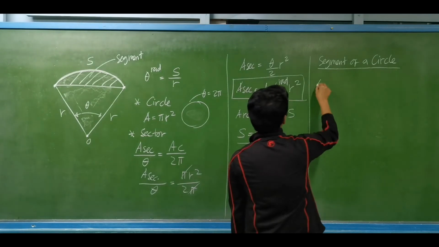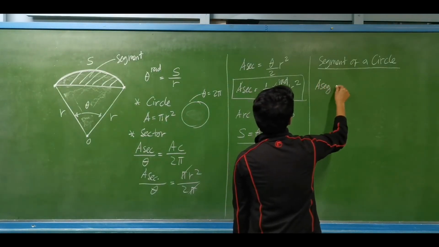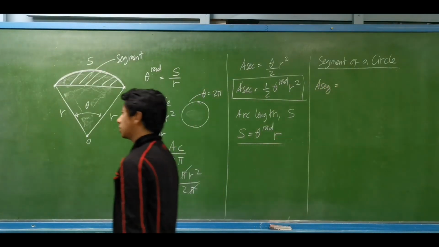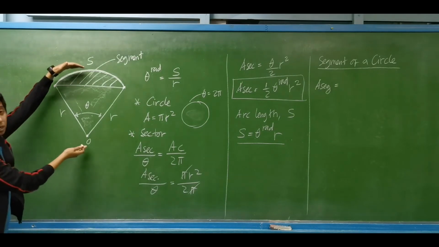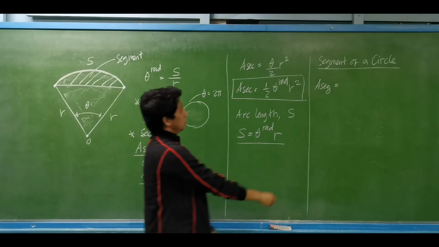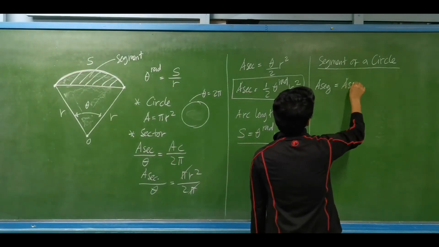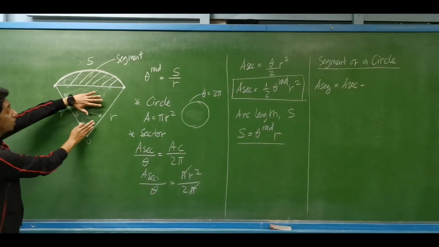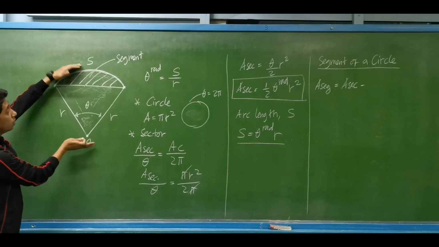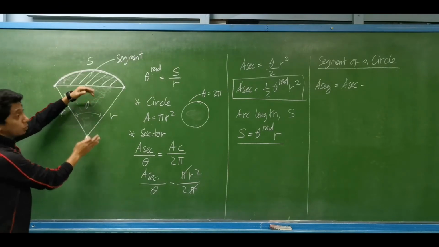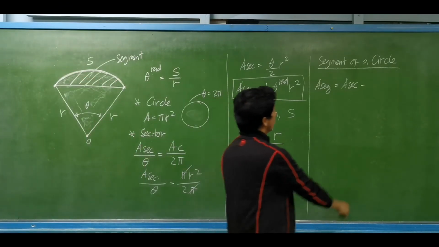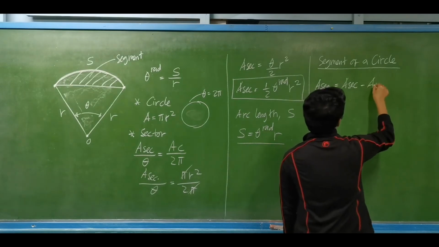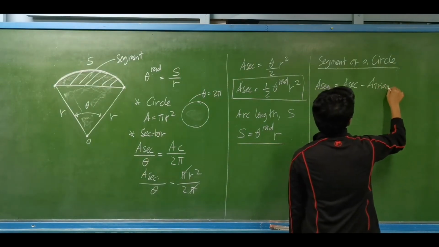The area of a segment of a circle is simply equal to the area of a sector. All we have to do is remove the triangular part. So, area of a sector, remove the triangle, that will be the area of the segment. So, area of a sector minus area of a triangle.